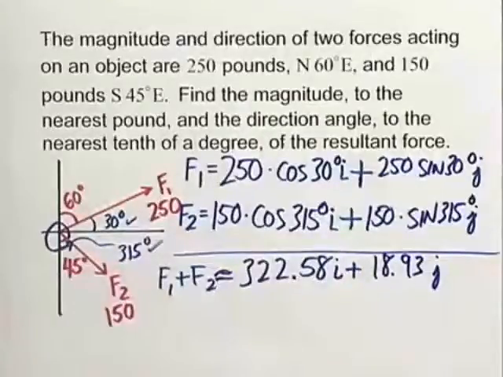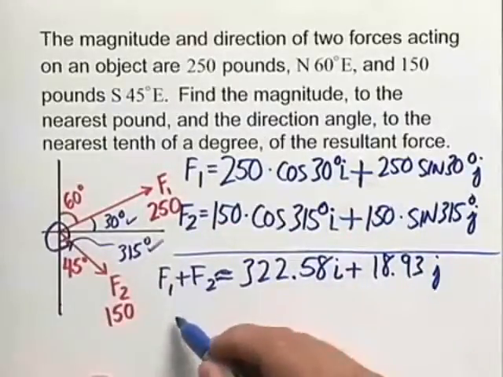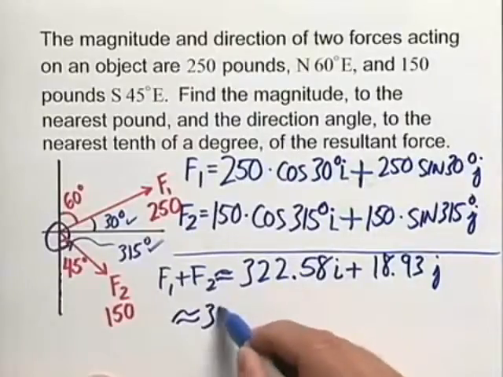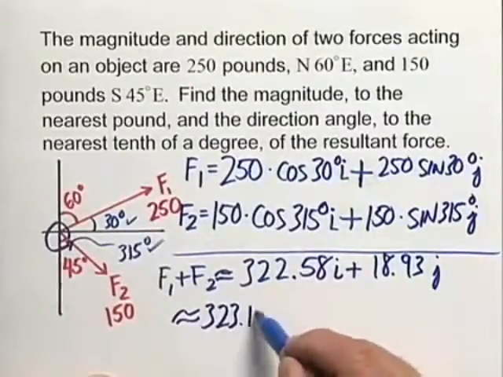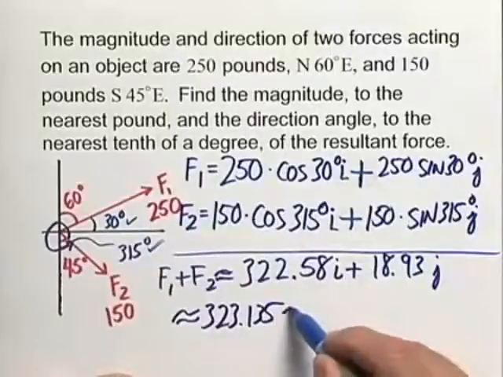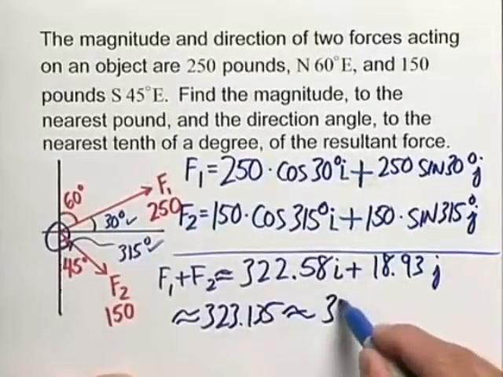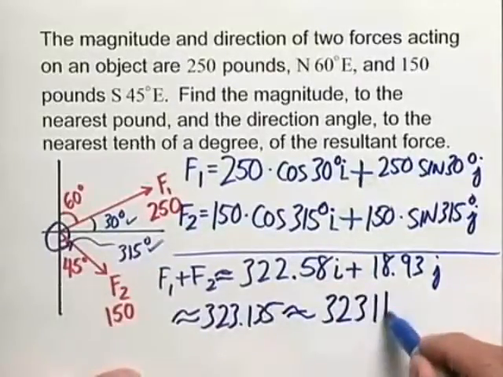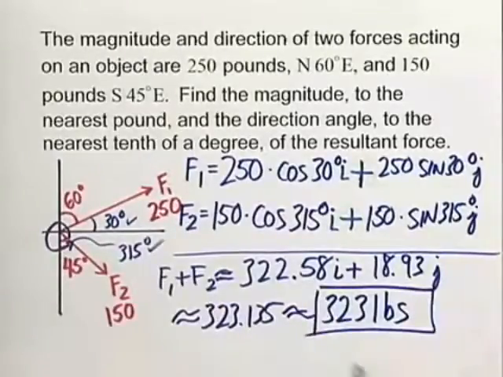Again, that comes from our parallelogram rule that we discussed in a previous example. So let's now look at the magnitude of this, because that's what we're looking for, the magnitude to the nearest pound. If we take the magnitude of this, we get an approximate value of 323.135, and if we take that to the nearest pound, we get our answer of 323 pounds.